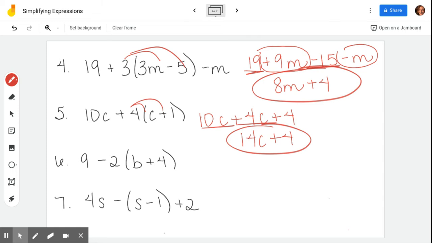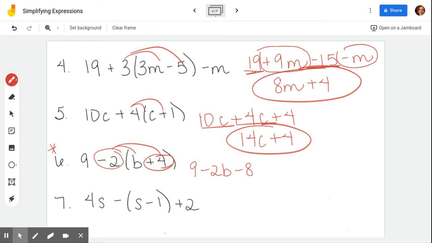Now, 6 and 7 get a lot trickier here because when I'm doing my distributive, it's not just a 2 that's attached to the parentheses. Remember a minus sign can also be viewed as a negative sign. So really, this is a -2 that I need to do the rainbows with. I'm going to keep the 9. I'm not ready for him yet. -2 times b is -2b. -2 times +4 is -8.